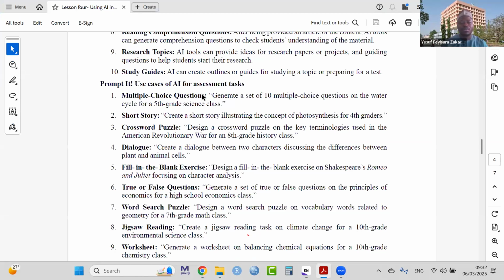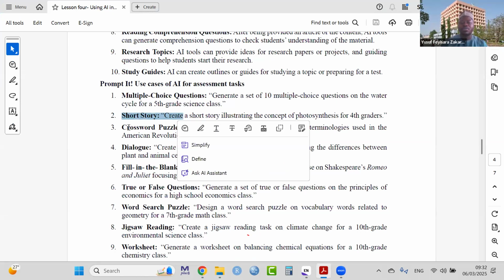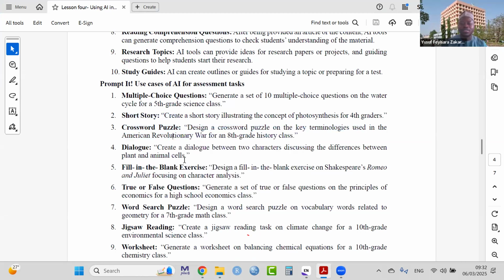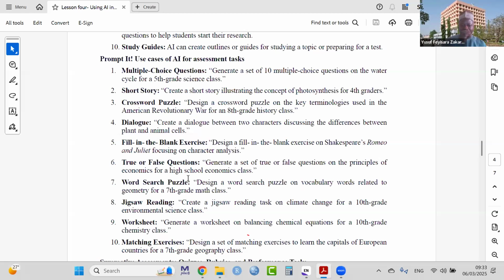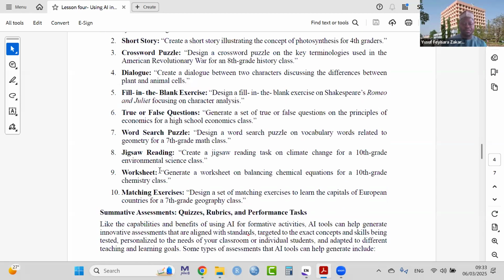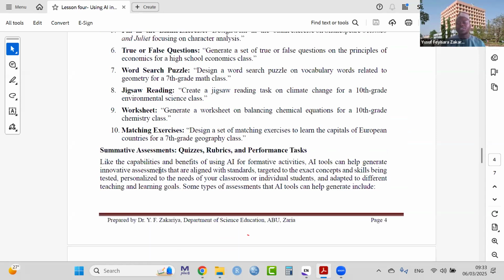Multiple choice question is possible. Short story is possible. Crossword puzzle is possible. Dialogue, these are some kind of formative activities. Fill in the blank exercise is possible. True or false, any question type is possible. All right, and so on. As you can use ChatGPT for formative activities, you can also use it for summative activities. Remember, formative happens during the lesson, and it is not meant to punish the student. It is meant to correct the student.